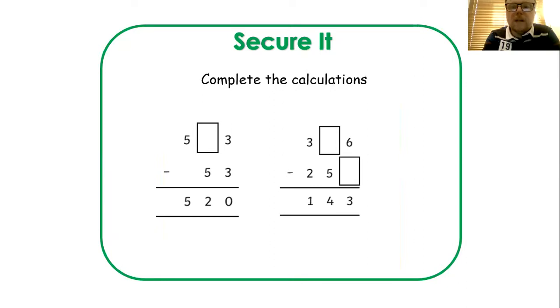So well done if you've managed to do 2 lessons in 1 today. And I'll see you again tomorrow for some more subtraction, where we're going to actually turn the pictorial understanding into exchange in columns. Okay, something to look forward to if you're enjoying your maths. See you tomorrow.